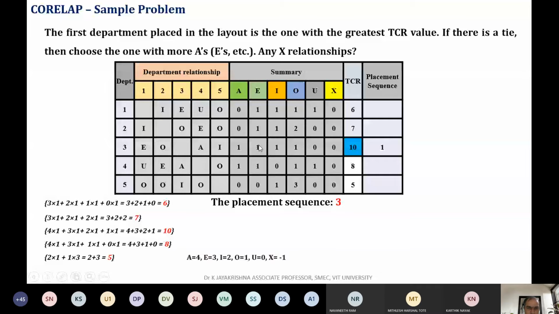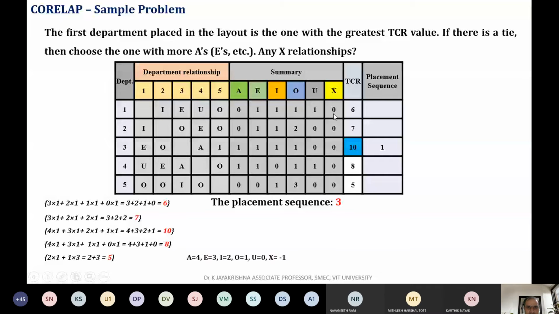Just look at the movement of my cursor, please. The value of E is 3. So 3 into 1 plus I is 2, 2 into 1, plus O means 1, 1 into 1, plus 0 into 1 plus -1 into 0. I have given the hint here. So 3 into 1 plus 2 into 1 plus 1 into 1 plus 0 into 1. The value is 3 plus 2 plus 1 plus 0. If I sum it up, I'm getting the value of 6.